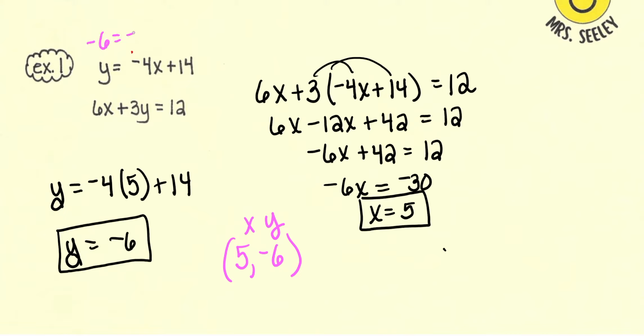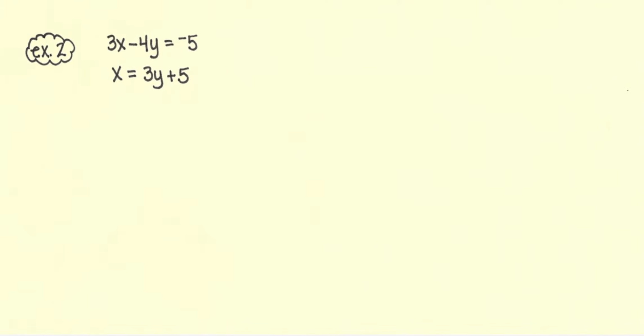Negative 6 equals negative 4 times 5 plus 14, and that's true. Right here, 6 times 5 plus 3 times negative 6 equals 12. It does, so it is correct. All right, let's look at example 2.